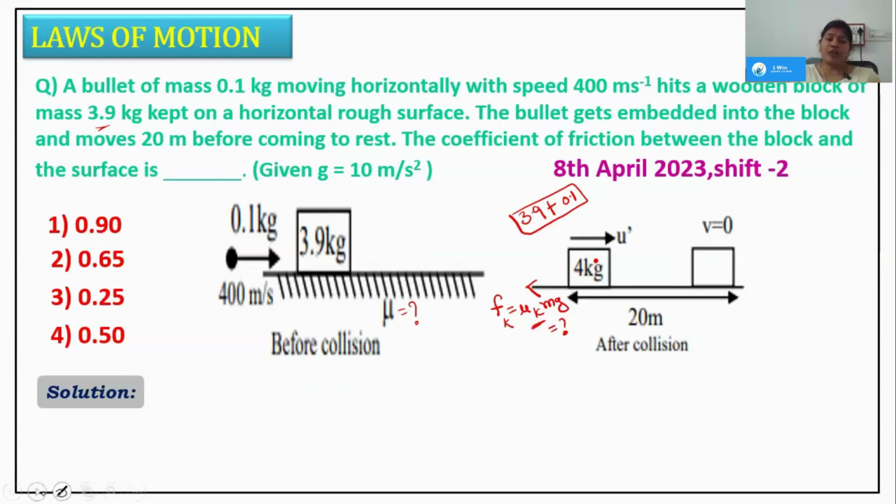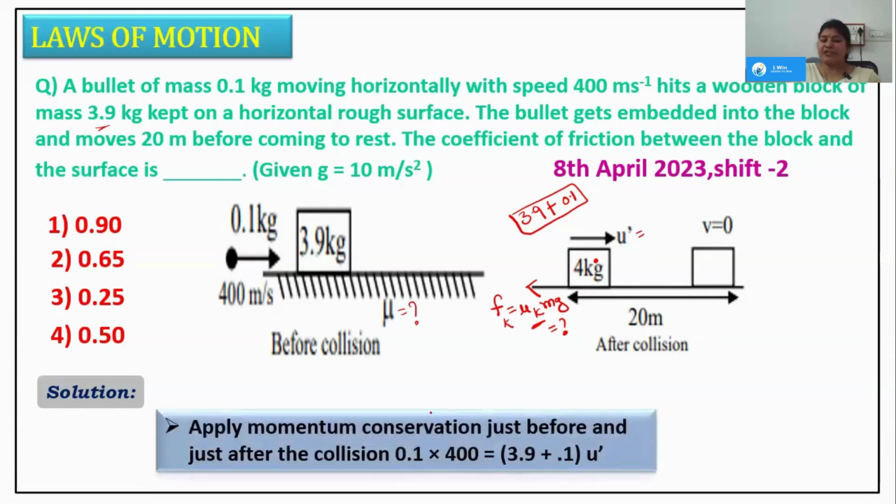Now I'm going to solve this question. For that, first I'm going to derive the value of u dash, the velocity of the combined block and bullet mass after the bullet is embedded into the block. So that is u dash. That u dash I am going to calculate. For that I am using conservation of linear momentum. So here the velocity is u dash, mass is 4 kg. Here, applying conservation of linear momentum.